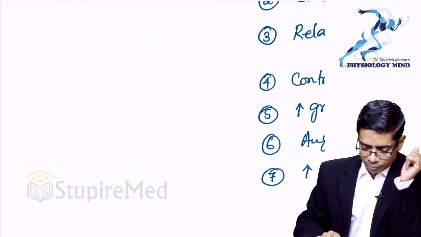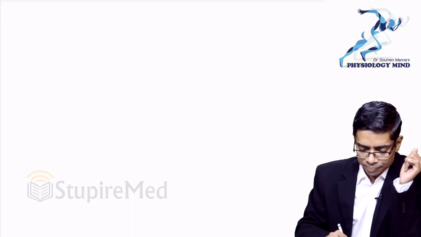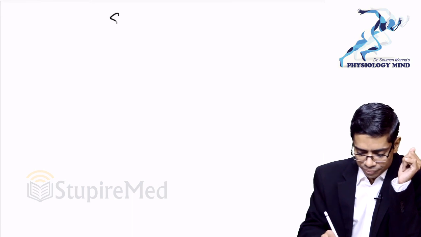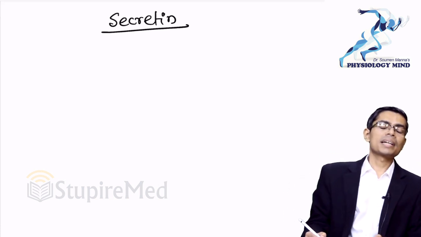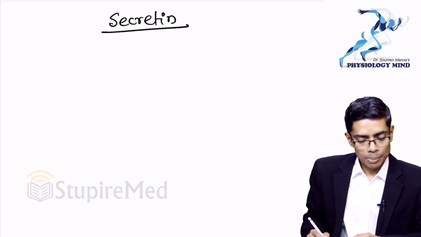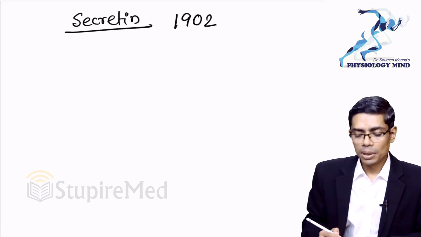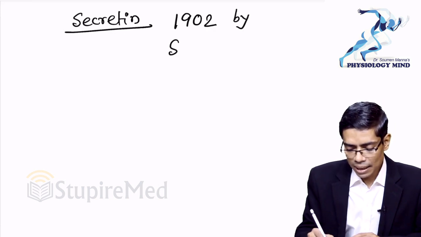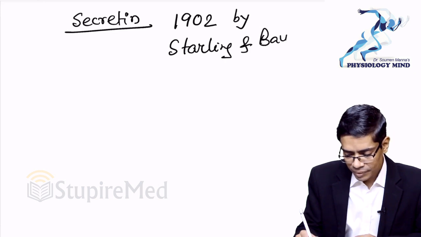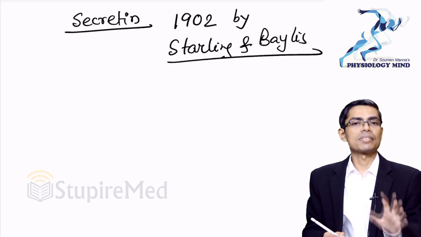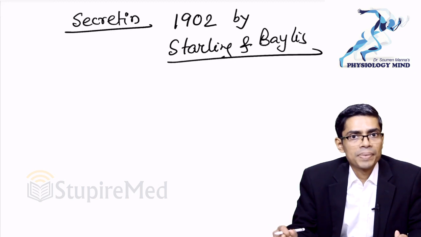Now coming to the next hormone, that is our secretin. Now the hormone secretin has some historical importance. Why? Because this is the first hormone which was discovered, in 1902 by Starling and Bayliss. They first time discovered a hormone, and that is the secretin hormone. It is the first hormone to be discovered, right?